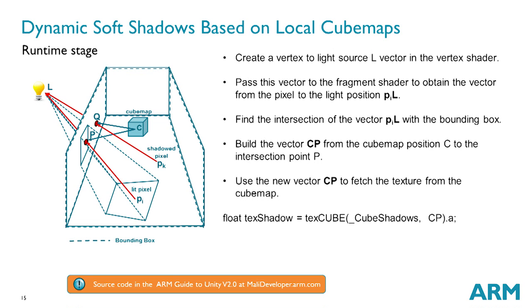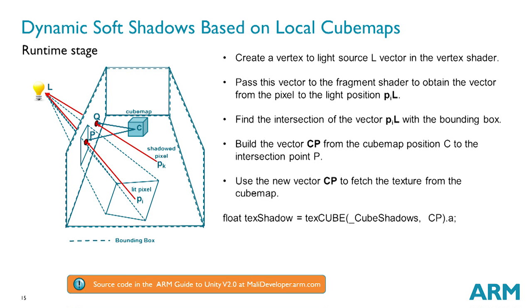And what we need to do in this case is apply the local correction to this fragment to light vector. After applying the local correction, we are ready to fetch the texture from the Cubemap using our fetching function, using this new vector, the vector from the position where the Cubemap was generated to the intersection point, and we are interested in this case only in the alpha channel.